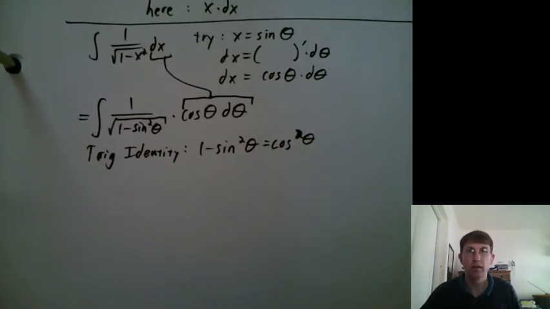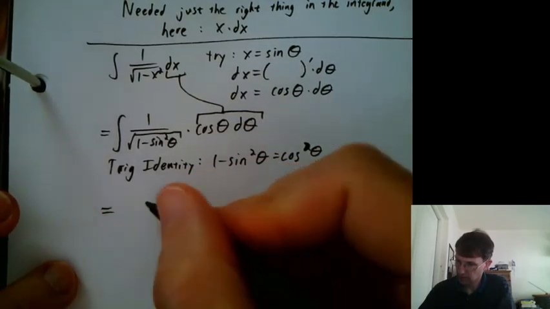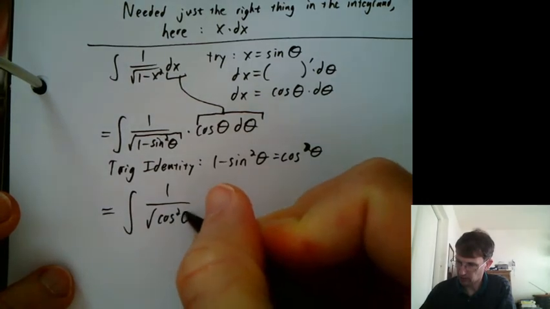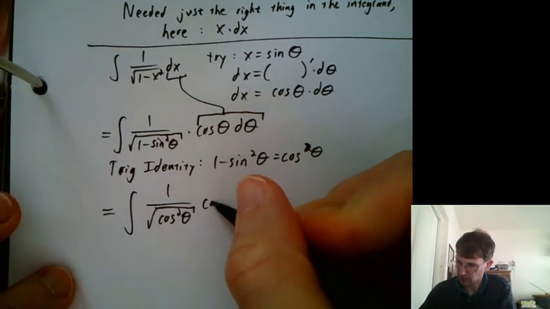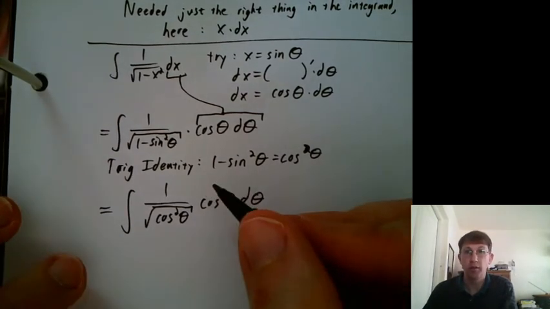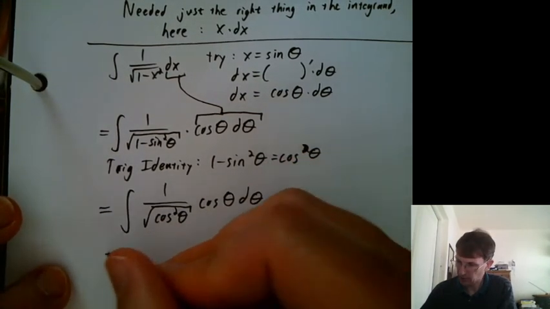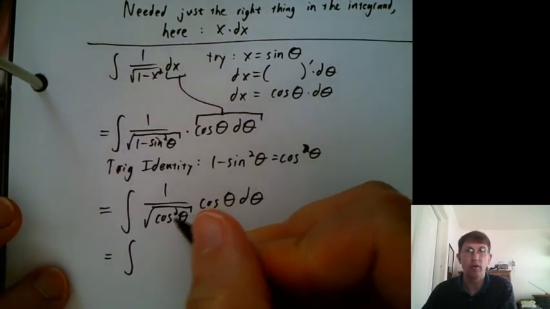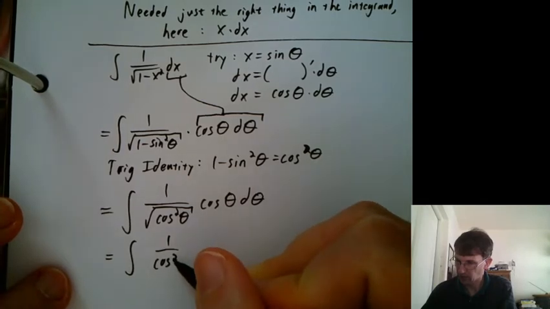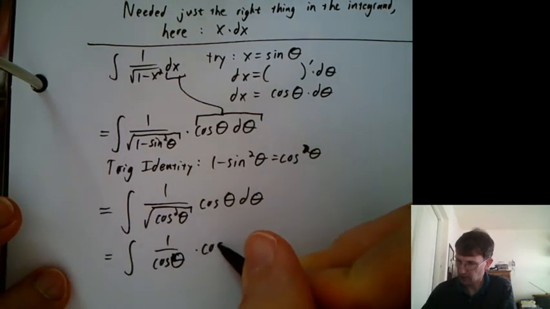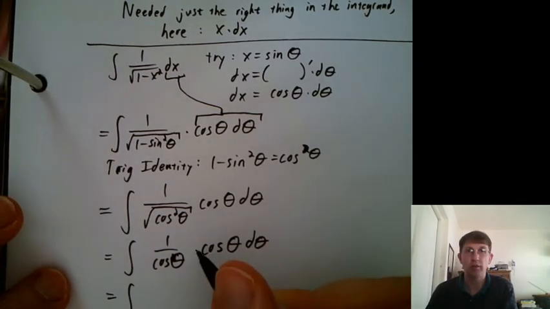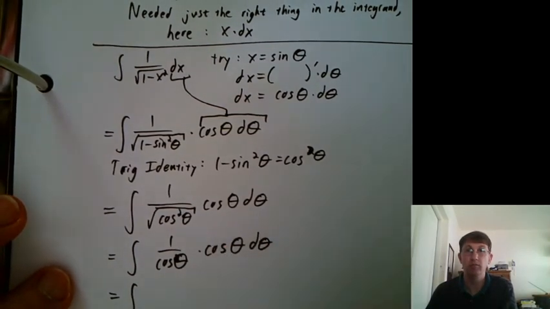And what can we do then? We get the integral of 1 over root cosine squared theta, cosine theta d theta. Let's simplify this a little bit before we try taking antiderivatives. What's root cosine squared? That would be just cosine. So 1 over cosine times cosine theta d theta. And what happens when you multiply 1 over cosine by cosine? You get 1.